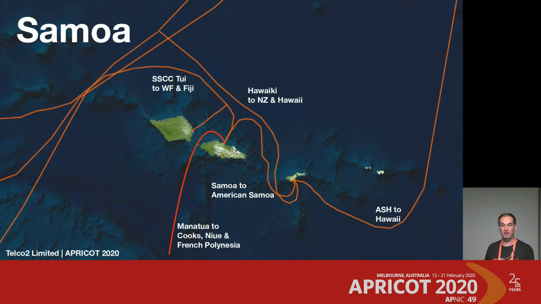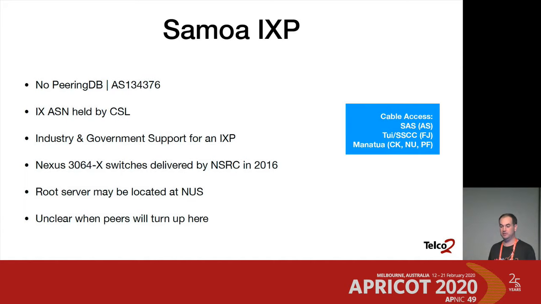ASH is 1 gigabit per second, so it's quite slow. But the other thing that you can do if you get from Samoa to American Samoa is you can jump on Hawaiki. And Hawaiki is nice and fast and brand new, just turned up last year. So in Samoa, there is an IXP, but it doesn't appear to be functioning right now. There's no PeeringDB entry. There is an ASN. The IX ASN is held by an ex-government department called Computer Services Limited, CSL. There is, and has been for years, industry and government support for an IXP.